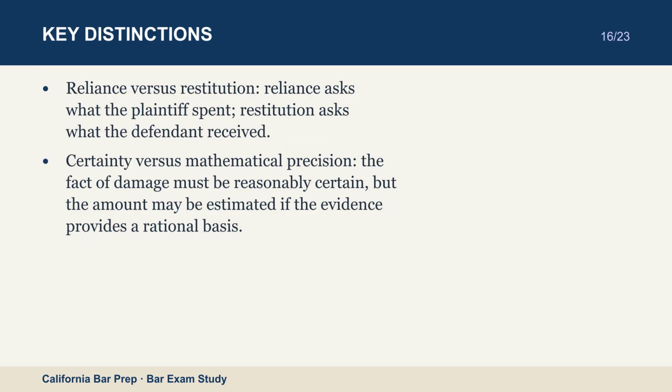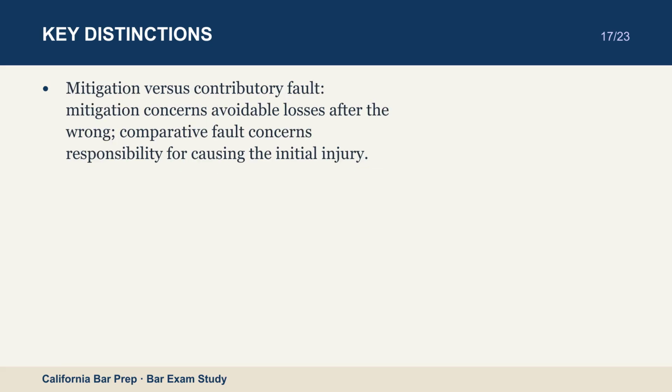Certainty versus mathematical precision. The fact of damage must be reasonably certain, but the amount may be estimated if the evidence provides a rational basis. Mitigation versus contributory fault. Mitigation concerns avoidable losses after the wrong. Comparative fault concerns responsibility for causing the initial injury. The most common trap is awarding every number in the fact pattern. Sort damages into categories and reject duplicates.